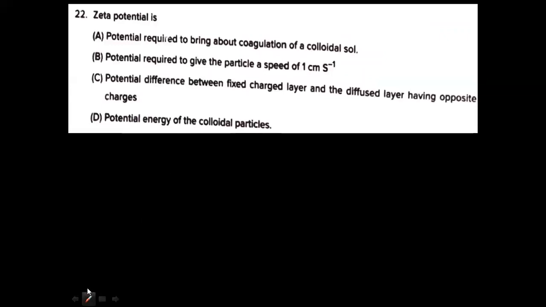22. Zeta potential is. Here they have directly given the definition. Some questions in CET are direct questions like this. Zeta potential, as we know, is the potential difference between the fixed charge layer and the diffused layer having opposite charges. It's option C, definition of zeta potential.